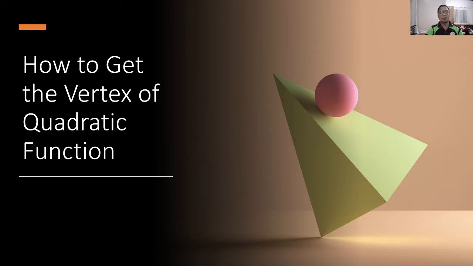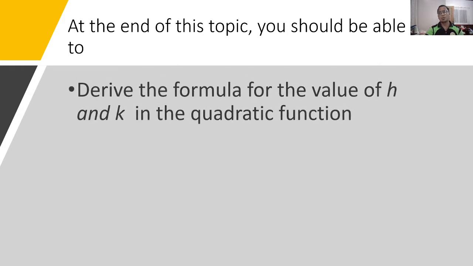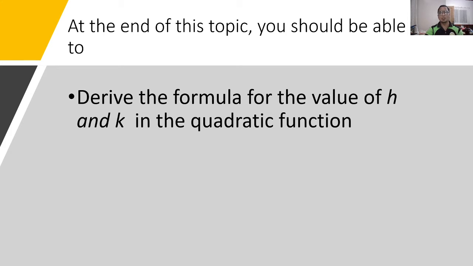Okay? So, nakalagay po dito, it is an alternative way. So, another way of getting the vertex of the quadratic function. Again, we have here now our aim. And at the end of this lesson, you should be able to reach for this goal. Derive the formula for the value of h and k in the quadratic equation. So, coming from the quadratic equation in standard form, we will be getting the values of h and k.